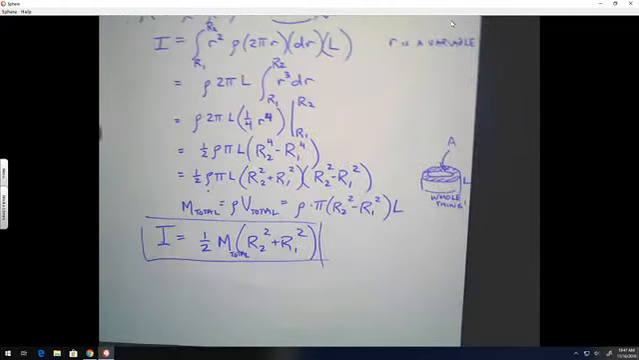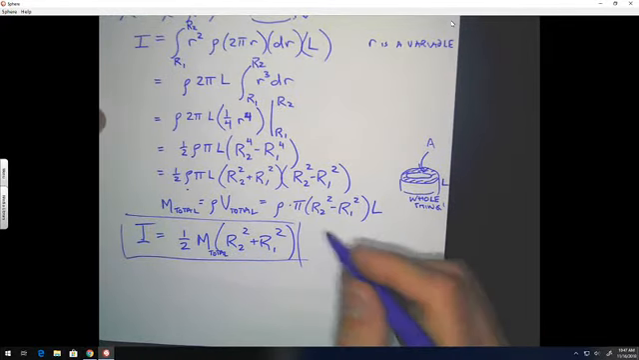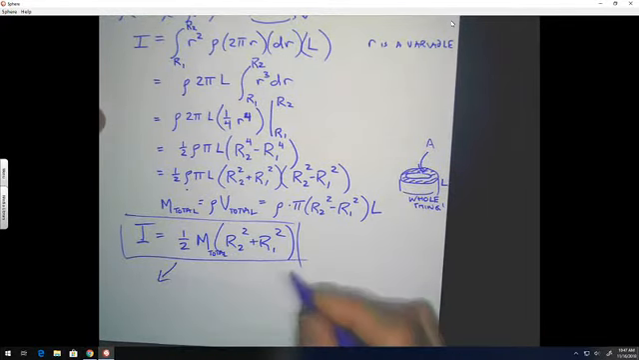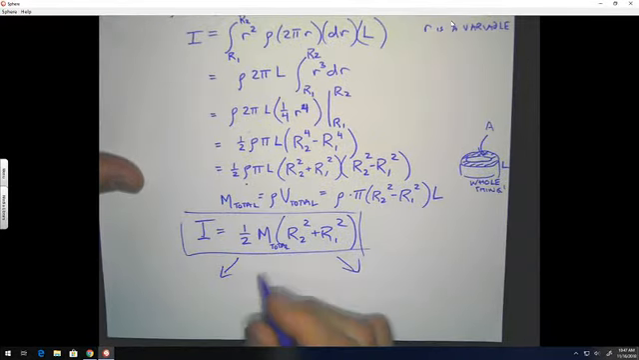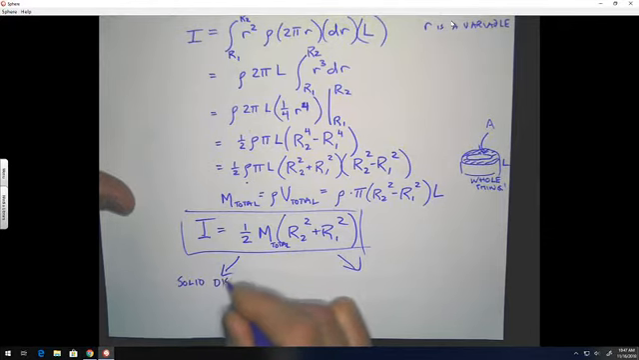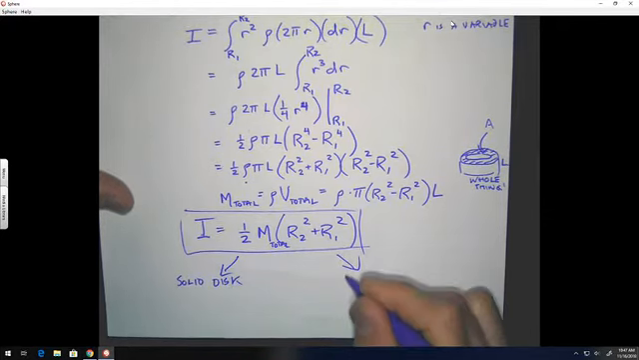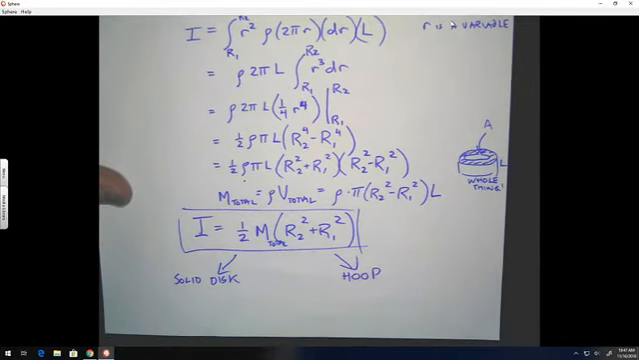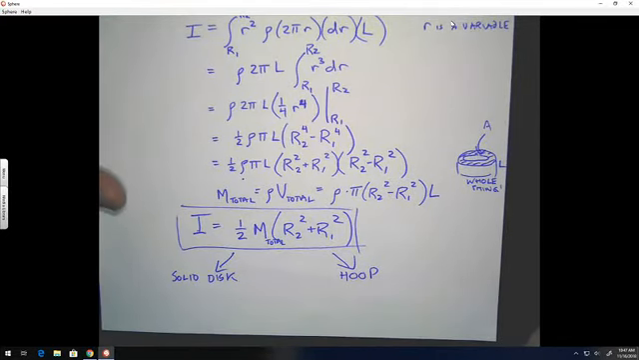All right, so that's it. I'm just going to show you how this can boil down to two nice results that should be familiar to you. Number one, what happens if you have a solid disk? And number two, what happens if you have a hoop? In fact, this equation is going to reduce to familiar equations pretty easily.